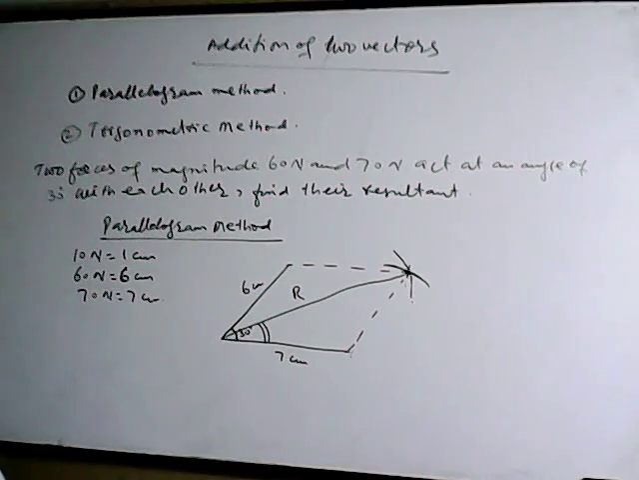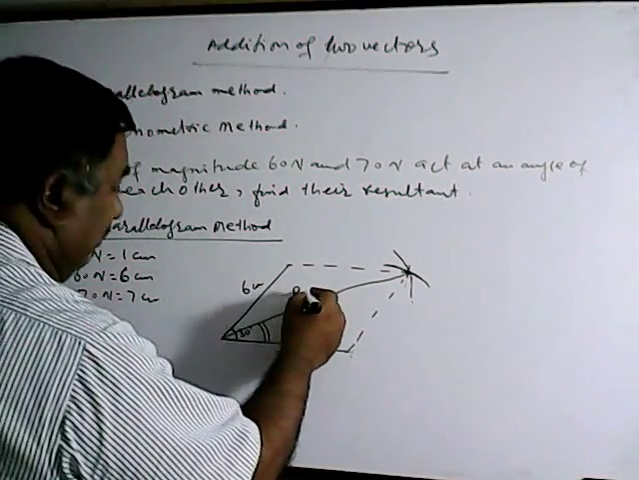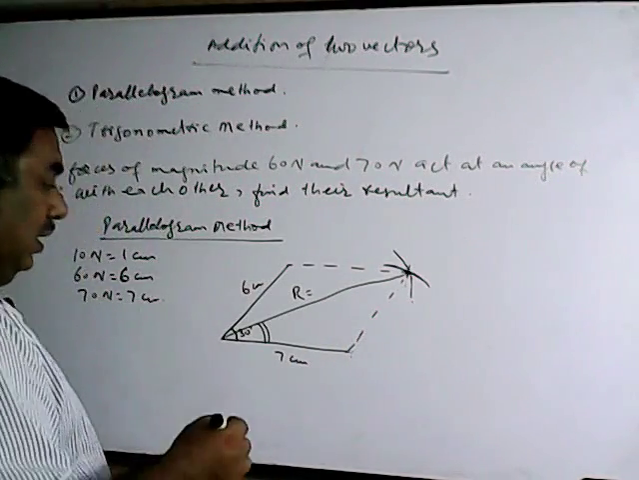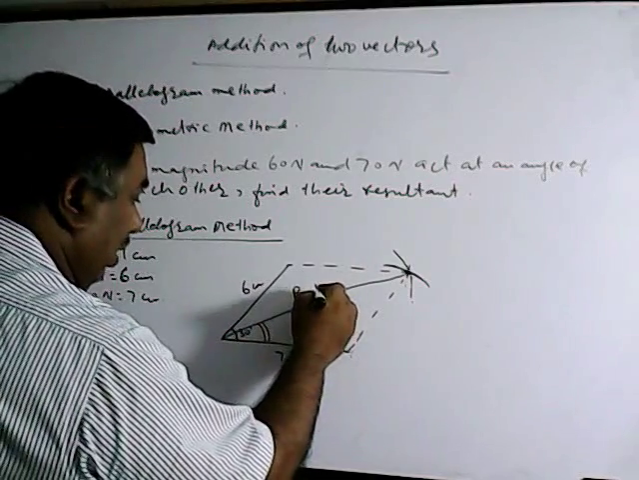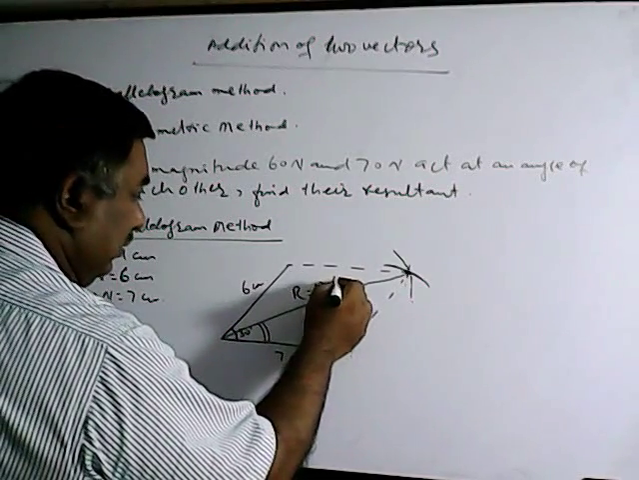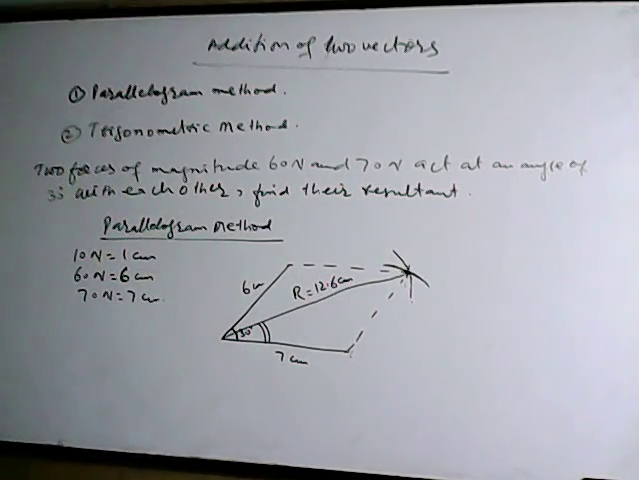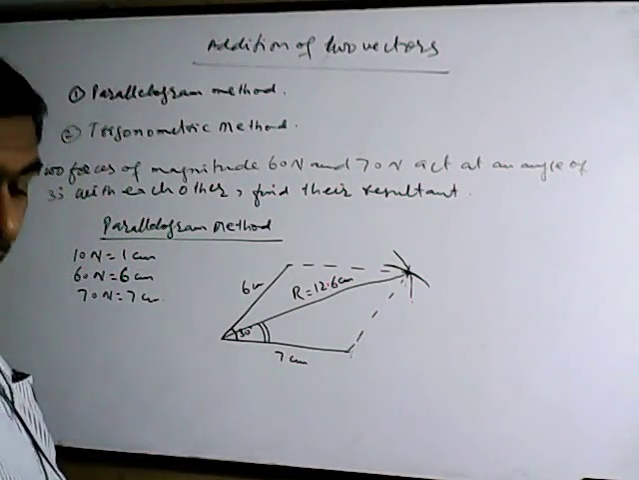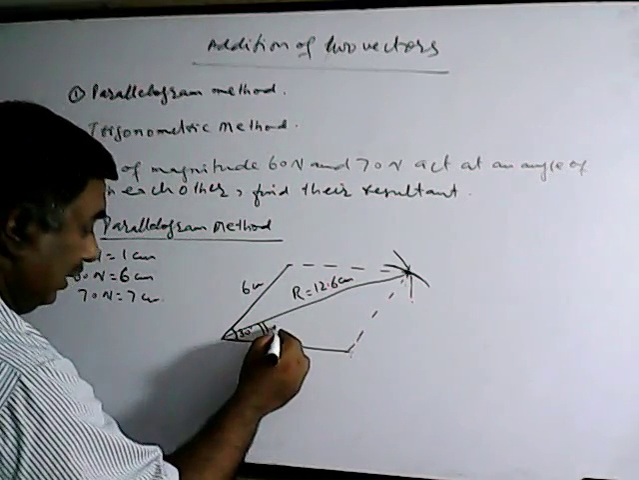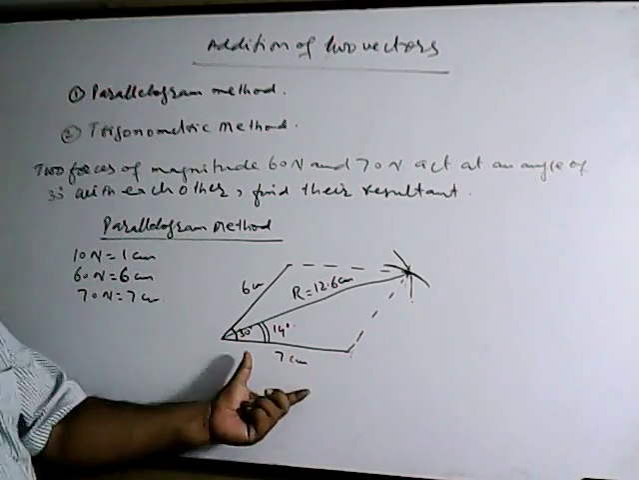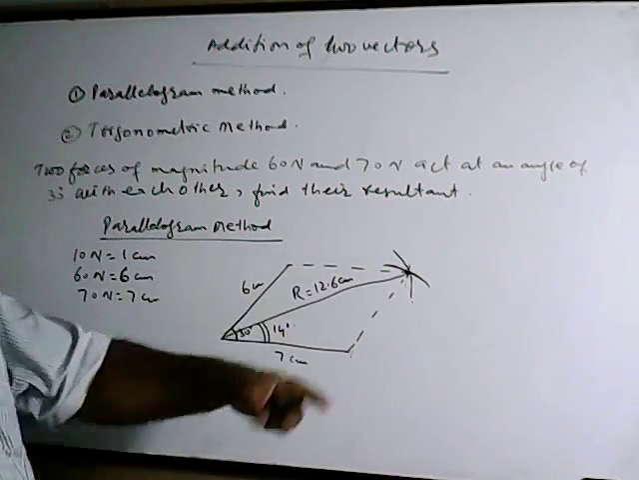So now let us see what these values are coming. If you measure with the scale, this value of R is coming out to be 12.6 centimeter. And if you measure the angle, this is 14 degree. I have drawn it exactly on the paper. You can draw 7 centimeter, 6 centimeter, open a compass and do it.